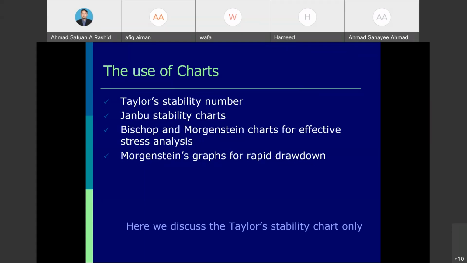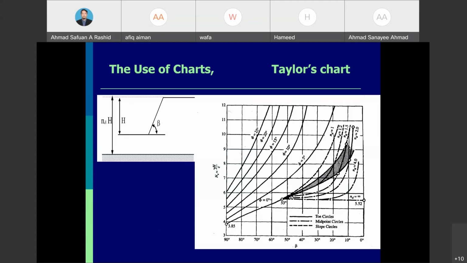So this is an example of the Taylor stability number chart. Where we consider the type of the slope, where it has a beta, the height of the slope, and also the height of the slope to the height of the strata. So from there we may determine what we call the stability number. So from this stability number, at the end we may obtain or determine the factor of safety value.